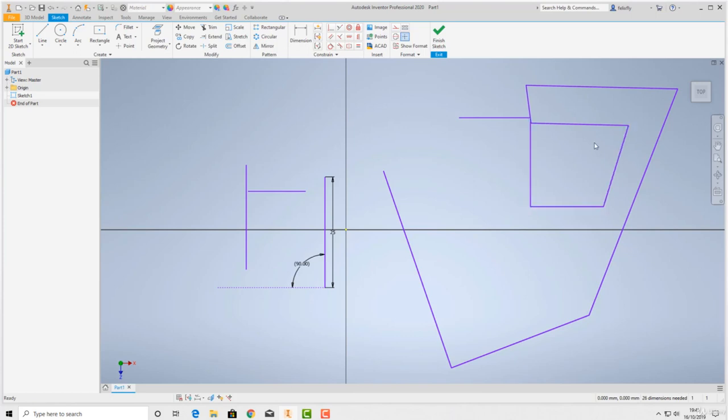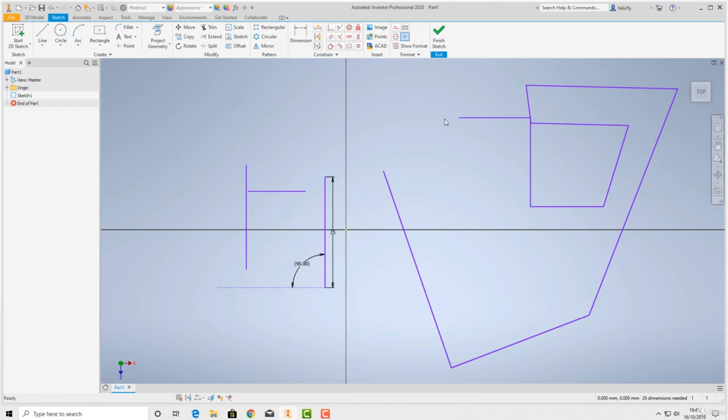Now this is the important thing when it comes to sketching in Inventor. You want to, where possible, make sure that all your lines and all your sketch elements are fixed in place. Okay, I can't stress how important that is.